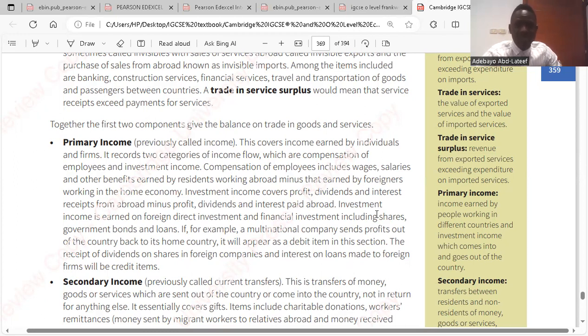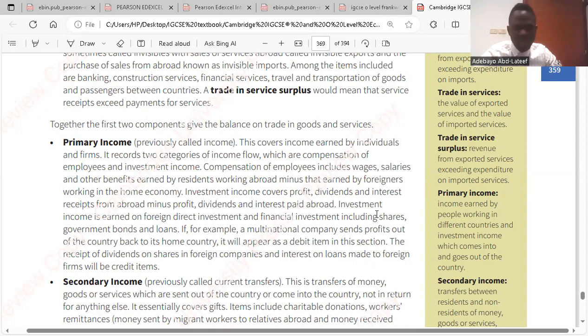So that's for compensation of employees. Then we have the investment. For the investment, we're talking about foreign Nigerians having different companies abroad, having shares abroad. Do you understand? They get dividends, yes or no? Yes. This is an investment income. Are you with me? Yes. Or interest. Maybe they have capital abroad that they make interest from.